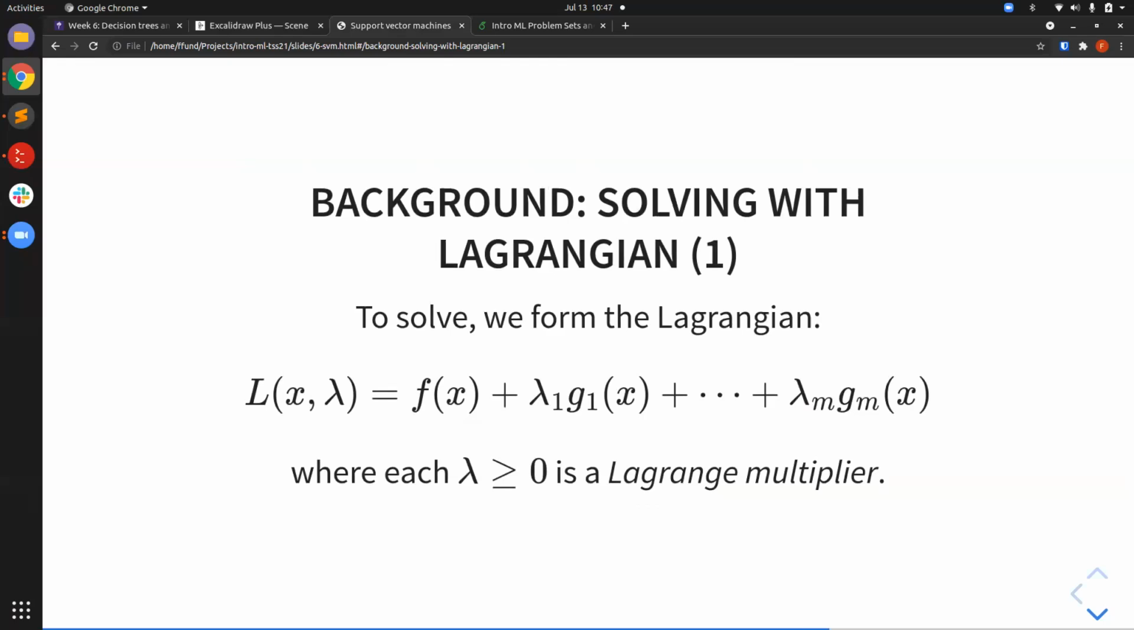Now to solve it, we form something called the Lagrangian. Basically, we take each of our constraints, and for each constraint, we introduce a new optimization variable, called the Lagrange multiplier. And so we form the Lagrangian as the original objective plus the Lagrange multiplier times the constraint for each constraint. Here, for example, I have m constraints. This quantity is called the Lagrangian.